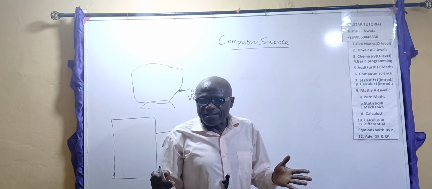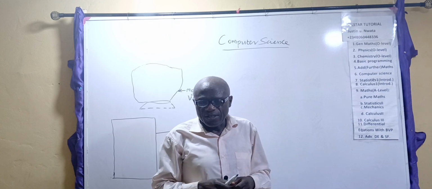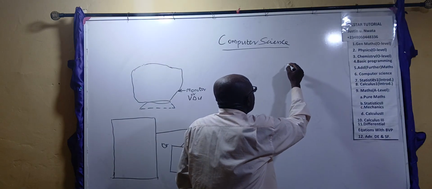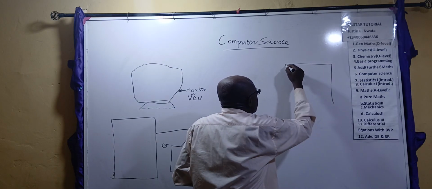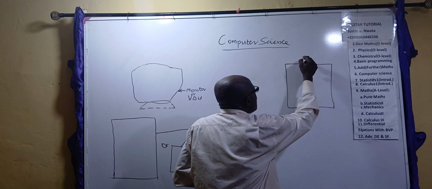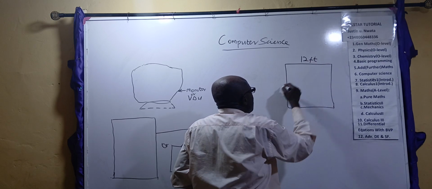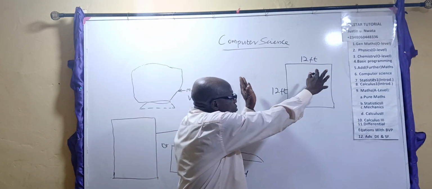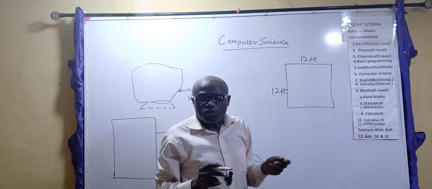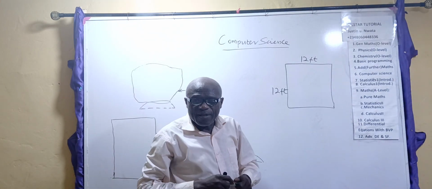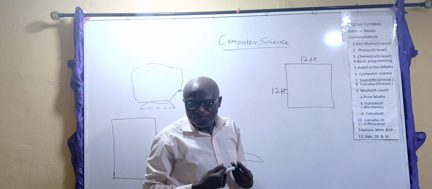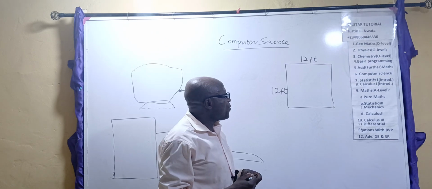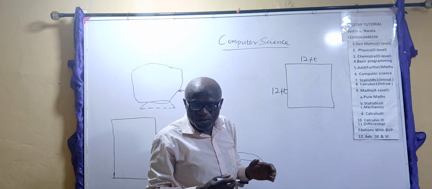The earliest computers used to be so large that for you to install a computer, you needed a room as big as this. A room as big as 12 feet by around 12 feet, or even a bigger room, 20 feet by 20 feet, before you install a computer. That was how we were some thousands of years ago. But as technology continued to improve, we came to an era where these big computers were made to be smaller.